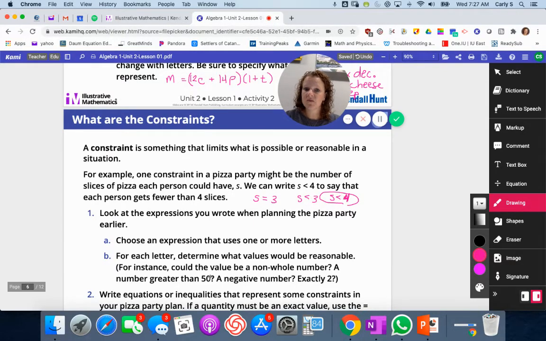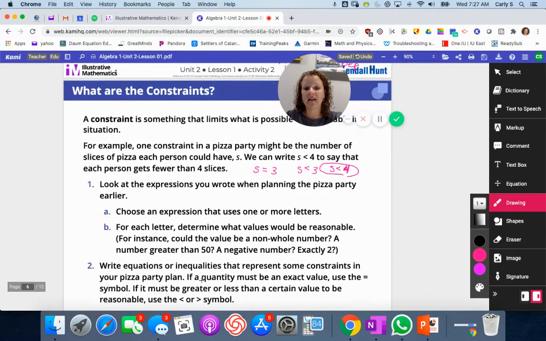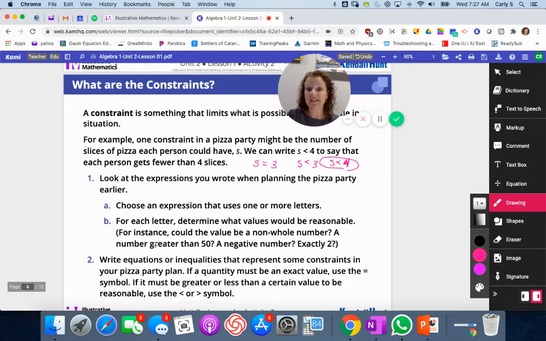Look at the expressions you wrote when planning the pizza party earlier. Choose an expression that uses one or more letters. For each letter, determine what values would be reasonable. For instance, could the value be a non-whole number, a number greater than 50, a negative number, exactly 2? So let's talk about our constraints, okay? Very, very important here.